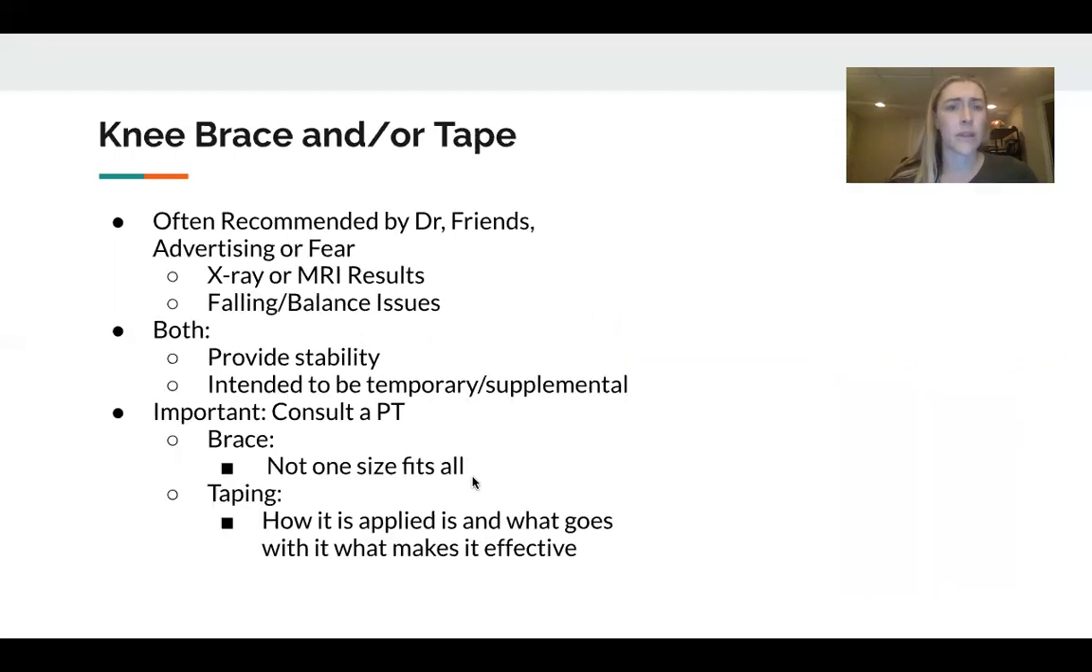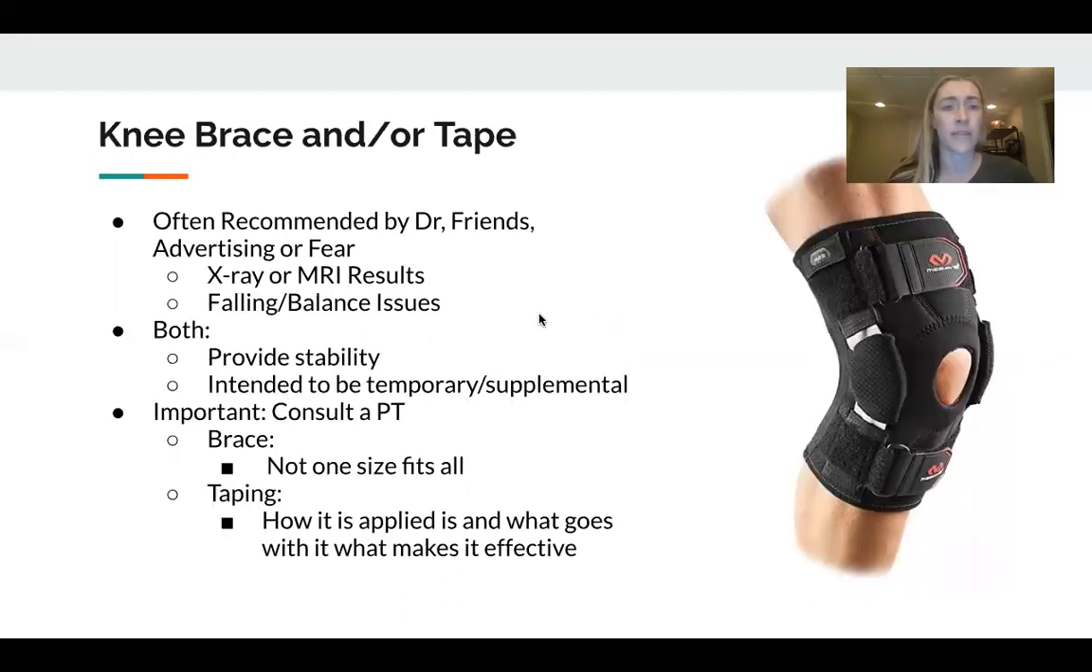Next to ice questions, a lot of people with knee pain ask me what brace they should use or if they should be taping. Even before asking me, a brace is often recommended by their doctor or friends, or they see one in advertising, or maybe they're just scared if they've had any instability in the knee or if they've almost fallen. A lot of times, after some diagnostic imaging like an x-ray, the doctor says, oh, you're bone on bone, here, you should probably wear a brace.